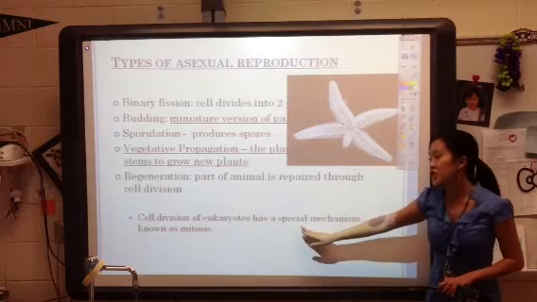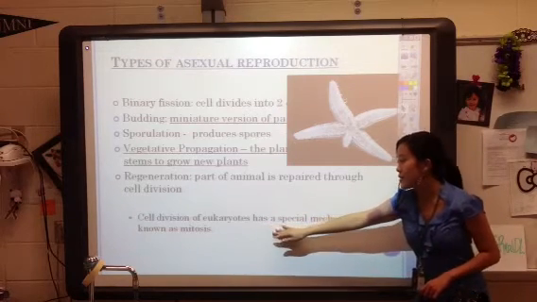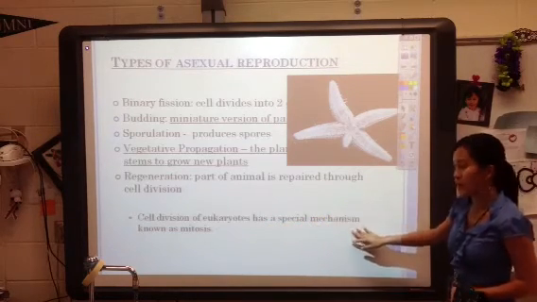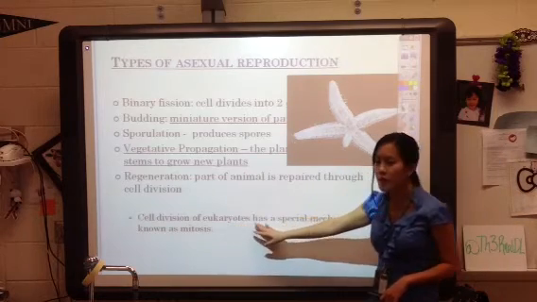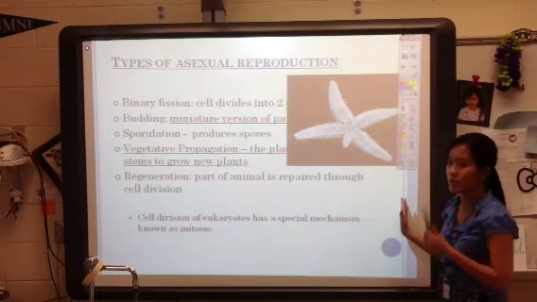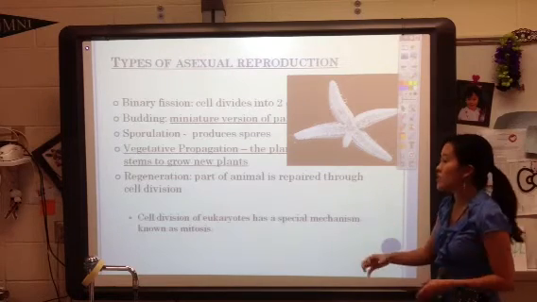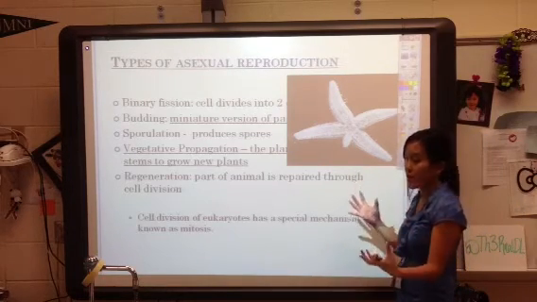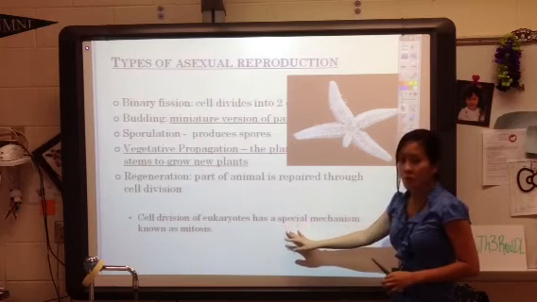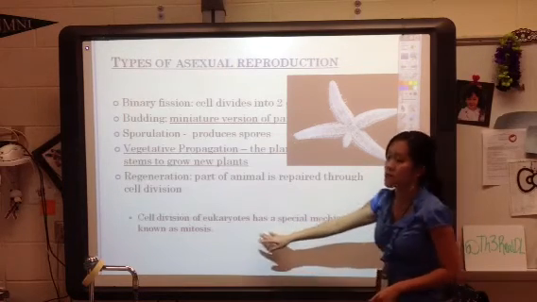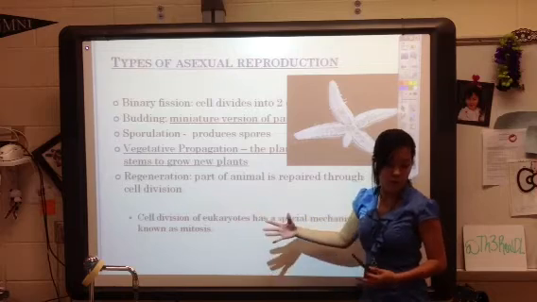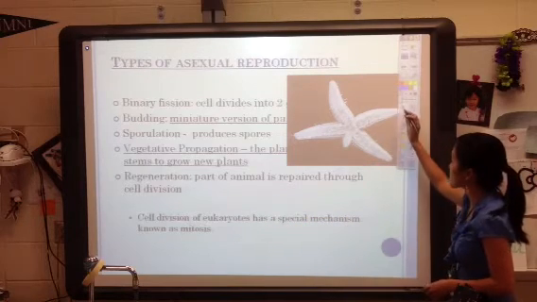So cell division of your eukaryotic cells actually has a special mechanism known as mitosis, and we'll focus in on mitosis with tomorrow's notes. We'll talk about how the DNA moves and divides so that it can become 2 new cells. It's a little different with our prokaryotic cells, but we are going to focus on how eukaryotic cells perform this process.